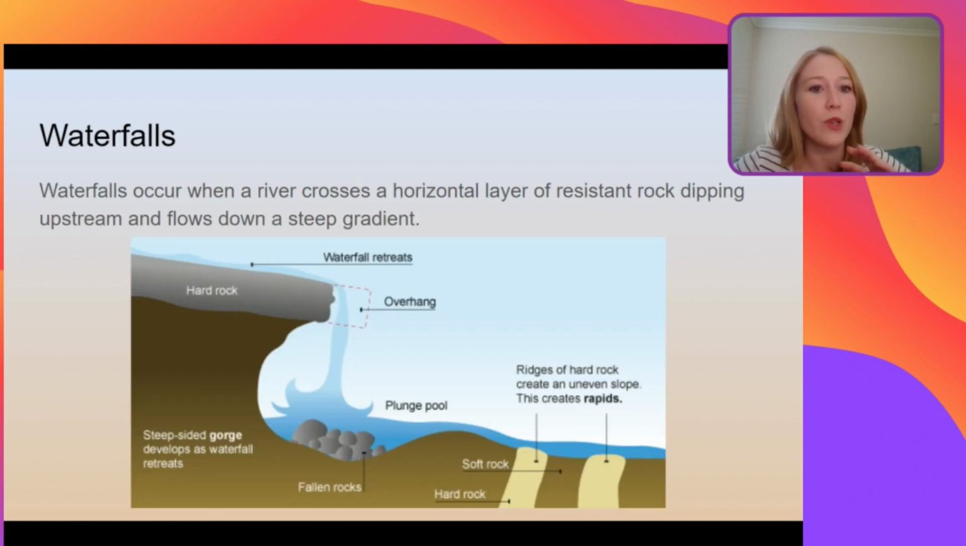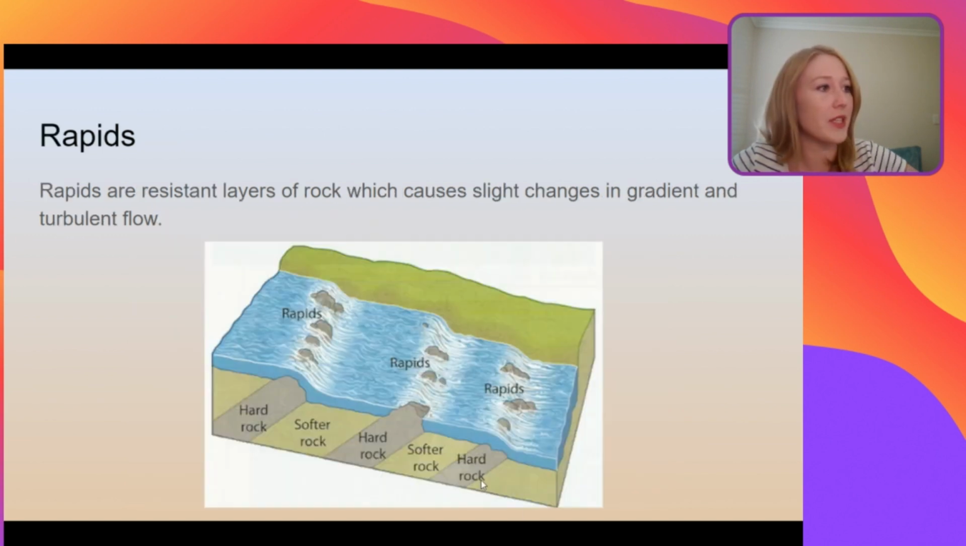Now, I always make sure to put waterfalls and rapids together because their basic formation is quite similar. A rapid is formed when we have layers of different types of rock. So this is also referred to as strata. So we have a layer of hard, soft, and hard. In this case, though, it moves fairly horizontally. So it flows over the differing rocks, but there isn't a very big drop in the gradient.